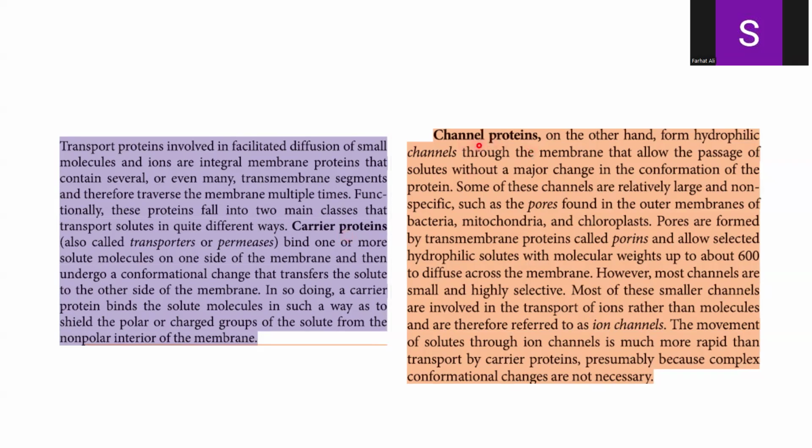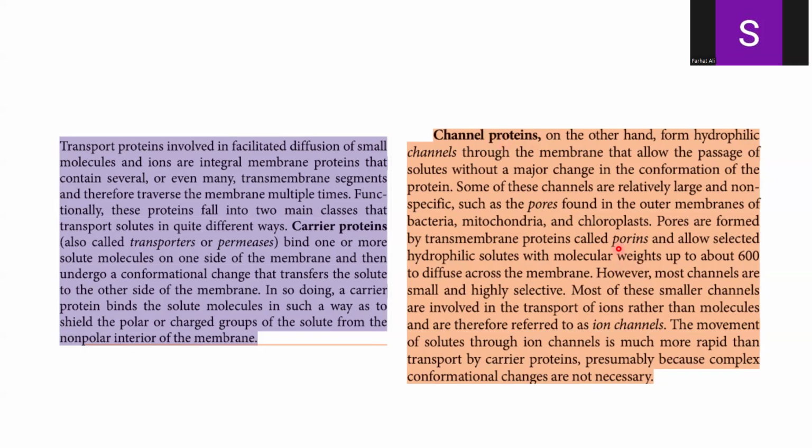Then there are the channel proteins. Channel proteins form pores in the membrane. And through these pores, substances can move across the membrane. Some of these proteins are called porins because they form pores in the membranes, and therefore the porins can allow different types of substances to move through these channels or pores.